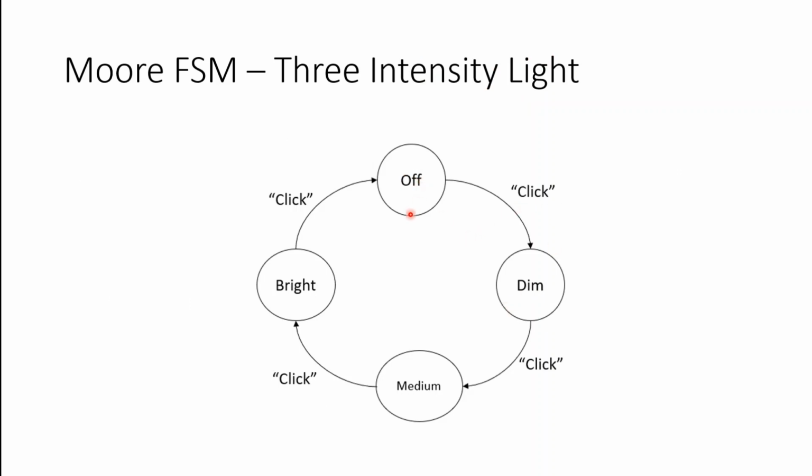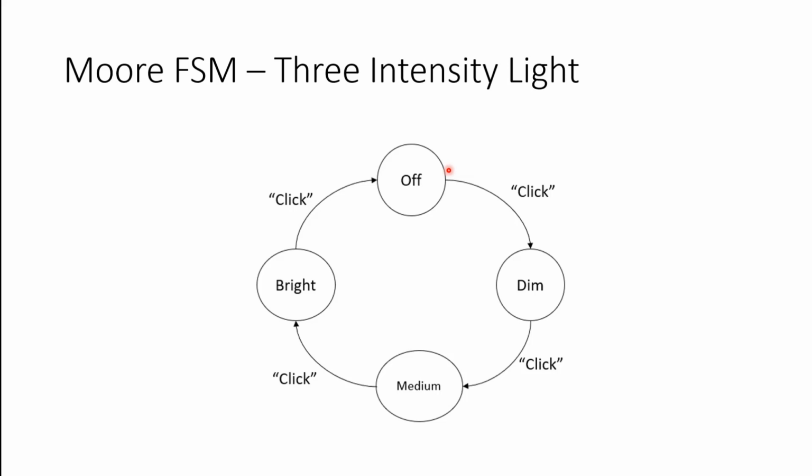All right, so we're looking at another example of a Moore finite state machine here. The premise behind this state machine is I have, say, a bedside table lamp, and there's a string to pull on that lamp. When I pull the string, if the lamp is off, the light is going to get dim. When I pull the string again, the light is going to get brighter. When I pull the string again, the light is going to be on its brightest state. And when I pull the string in the brightest state, I'm going to turn the lamp back off. So this is just a simple and pretty common example of a Moore finite state machine.